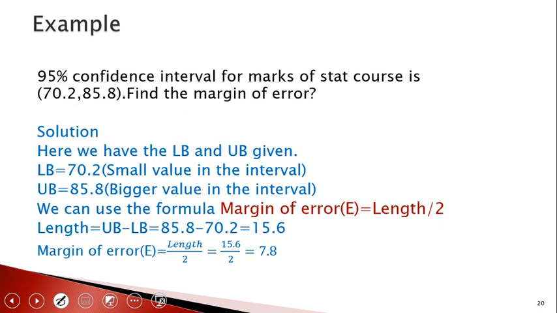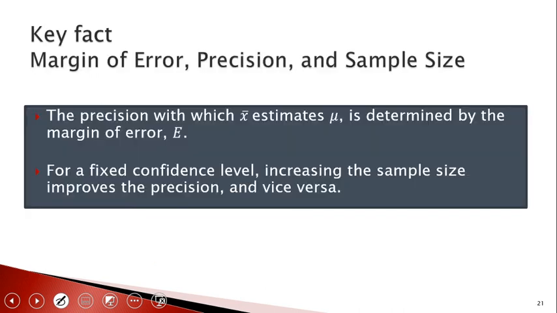When you need to find the margin of error using lower bound and upper bound, make sure that you divide the gap by 2. Okay, here they have found it. Margin of error is length divided by 2, 7.8. Okay. That is the one thing you just need to know.